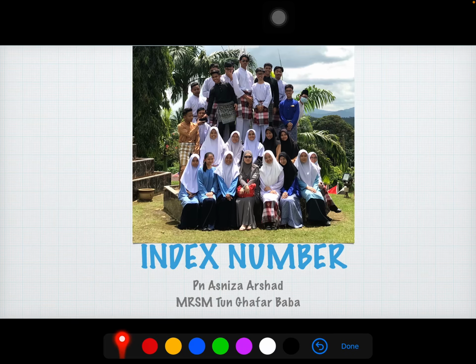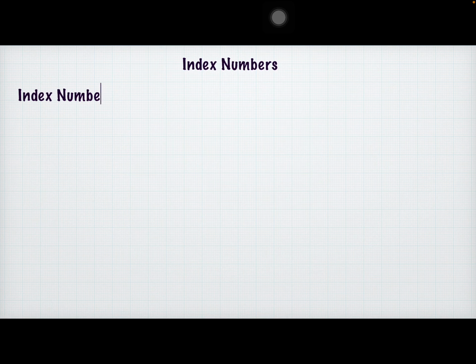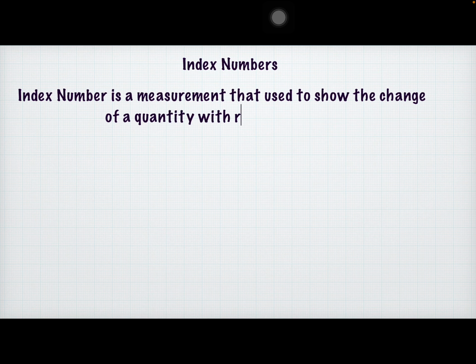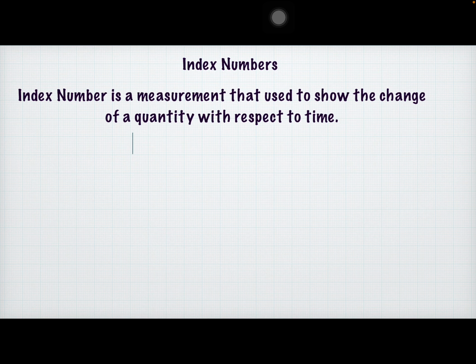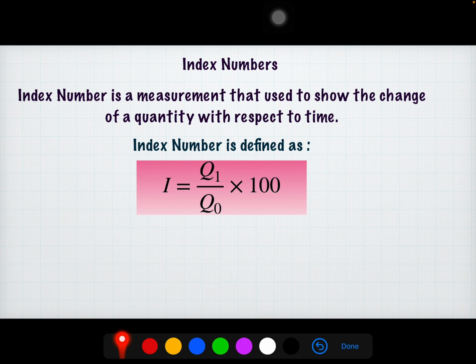Assalamualaikum class. So let's do a little revision on our index number, and then we continue with exercises on SPM format for index number. Remember, index number is a measurement that we use to show the change of a quantity with respect to time. So the index number is defined as I, where it is the ratio between Q1 to Q0.